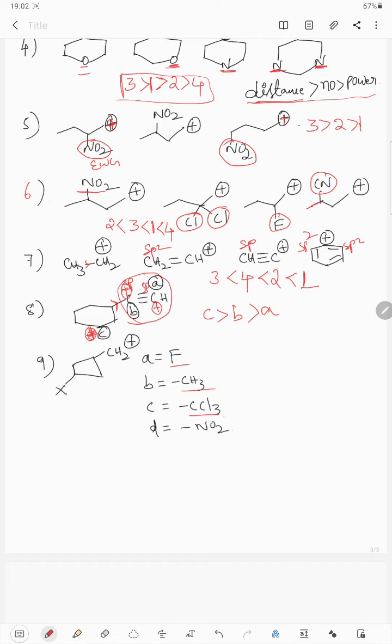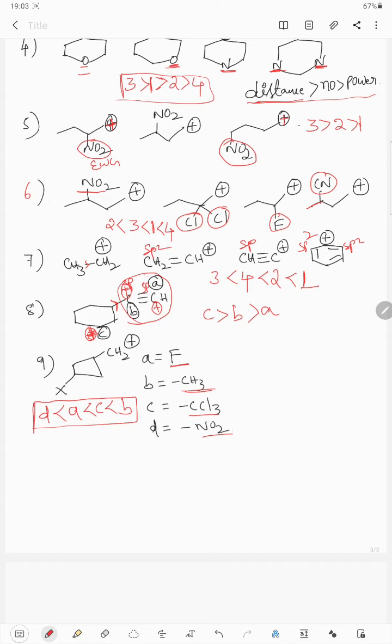Now come here, the last example: fluoromethyl, trichloromethyl, NO2. See, fluoro is a highly electron withdrawing group. D has more electron withdrawing character, that's why D is least stable. Next A. It is a strong electron withdrawing group. Then methyl is the electron donating group, C, then B. So this is the order of stability of the carbocations.